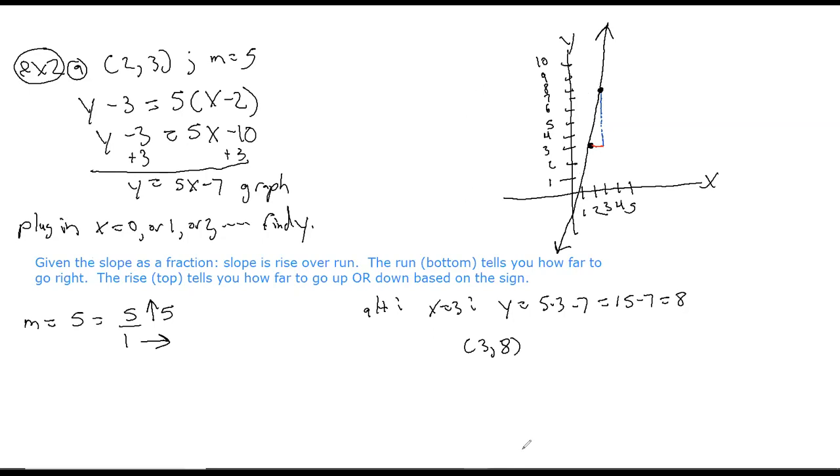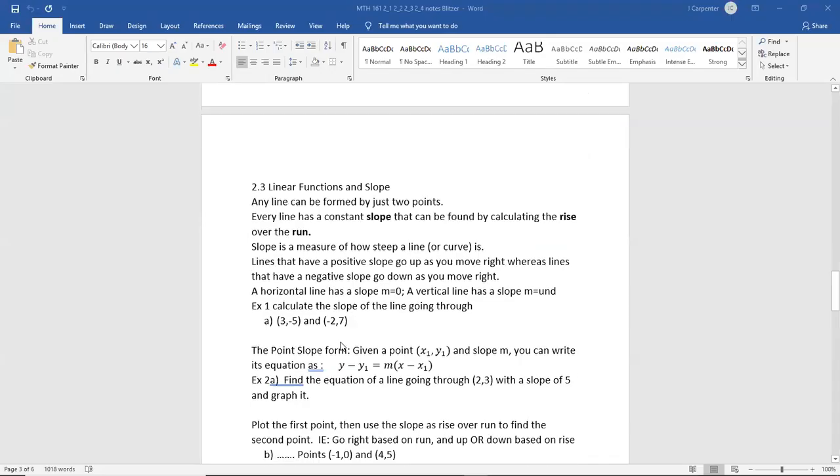All right, so let's go back to our screen. And I had some instructions on here as well. This is the same thing as what we saw on the whiteboard. Plot the point first, then use the slope as rise over run to find the second point, which means go right based on the run and up or down based on the rise. And again, that was optional, but I do prefer that method.